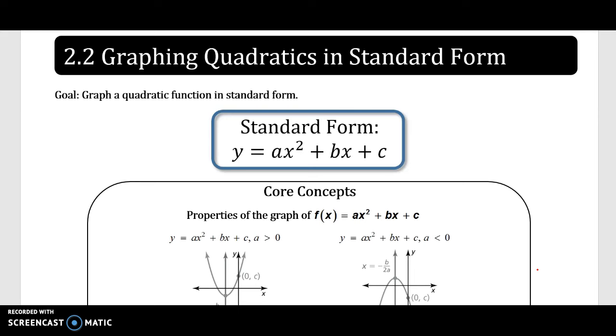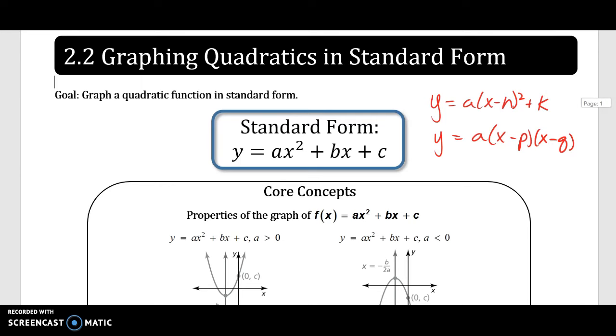Our goal today is to be able to graph a quadratic function in standard form. A standard form function looks like this: ax squared plus bx plus c. Okay, so we've worked on vertex form, which looks like this. And we've worked on our intercept form. And now we have standard form. So you can see that all three of these equations have a very distinct look, and it really dictates how you're going to graph them and what you're going to do.